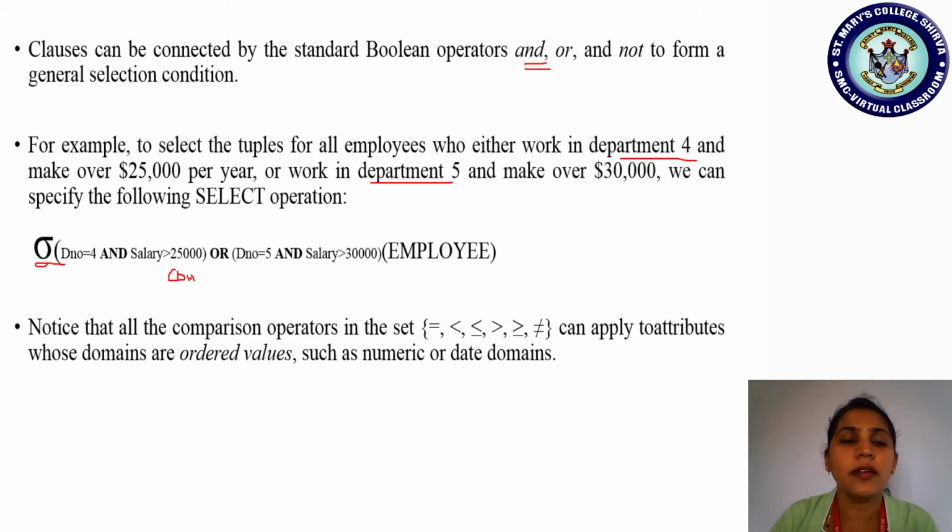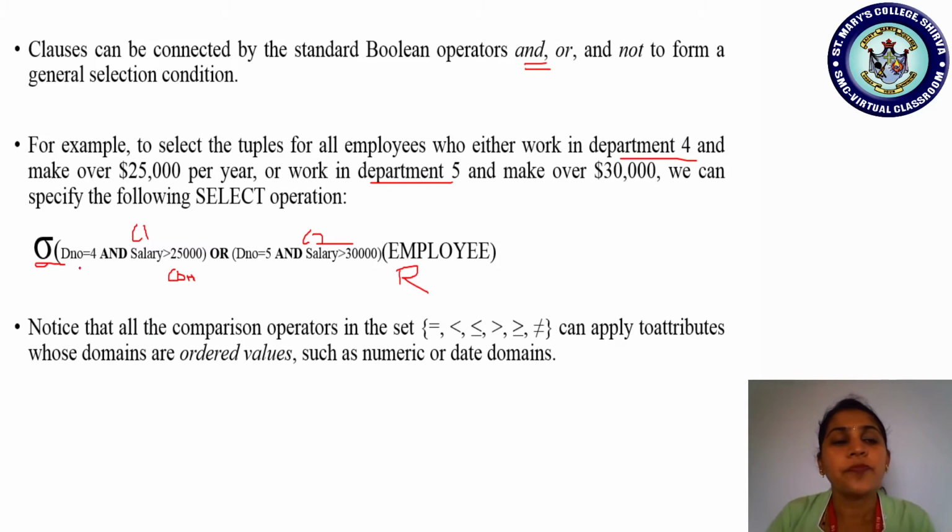The condition is being given, the condition and the relation name. Here it is condition 1 and this is condition 2. So two conditions are being connected with the help of which operators? AND operators, or it could be connected with the help of OR, NOT and so on.